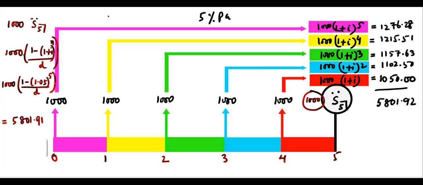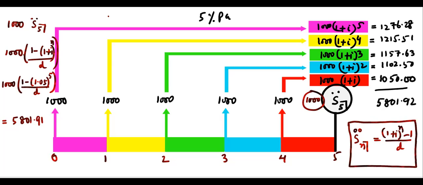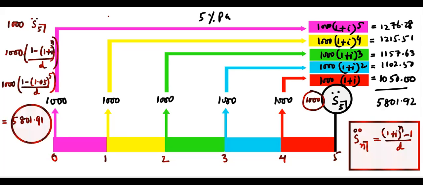Again, we'll prove the formula. Let me write it here. The S-n due formula, just apply it: ((1 plus i) to the power n minus 1) divided by d. That's all. This is the formula for S-n due. We'll prove it in the next class. We'll do some problems. I've already applied this formula here, and there is a little bit of difference because we are using a calculator.